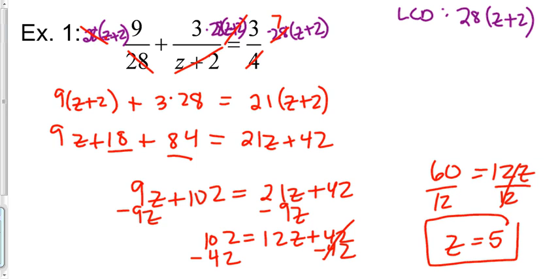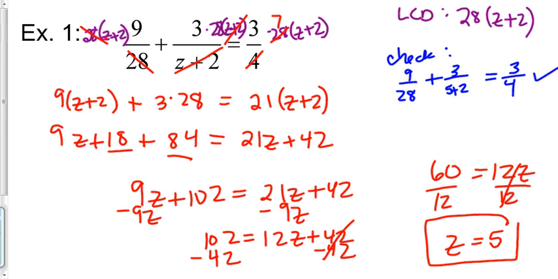Okay, now if you wanted to check your answer, you could certainly plug it back in and make sure that everything works here. So I'm just going to check this first example. All right, so we want to make sure that 9 over 28 plus 3 over 5 plus 2, or 7, 3/7 equals 3/4. And you can check to see that that does in fact work. So you can always check your answer by plugging it back into the equation.